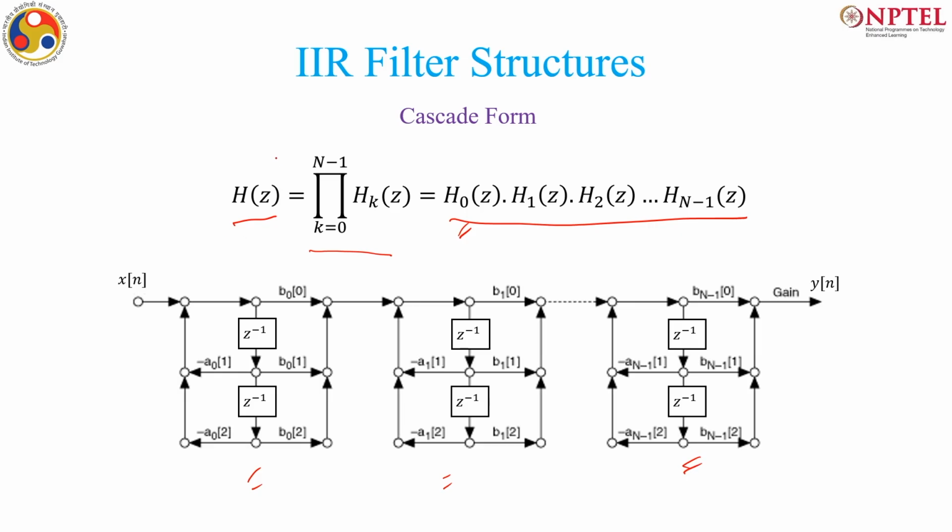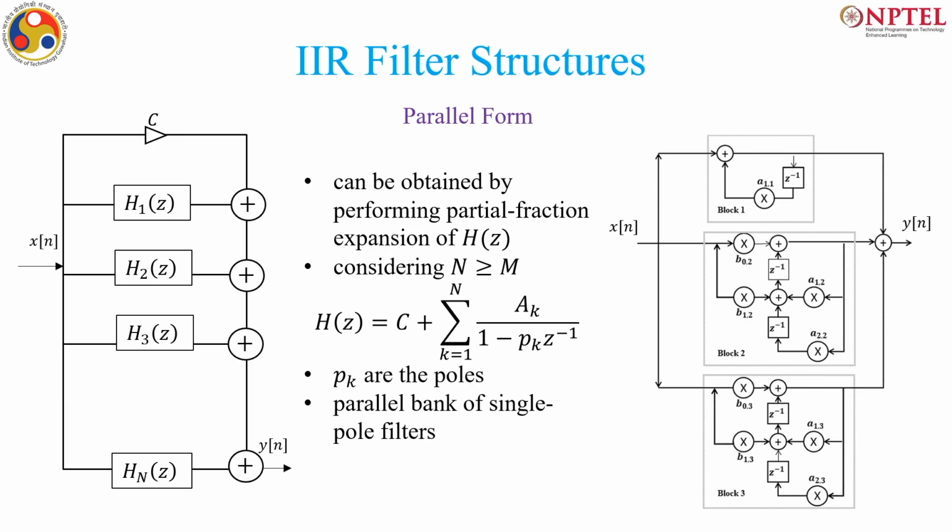So, this big H of z, which is a huge filter of very high order, is broken down into small filters which are also IIR. Typically IIR, there may be one FIR also, that is not a big problem, but typically they are in cascades. So, what about the next form? The next form is basically the parallel form. So, what about the parallel form? As we know, cascades are basically sequential or series forms.